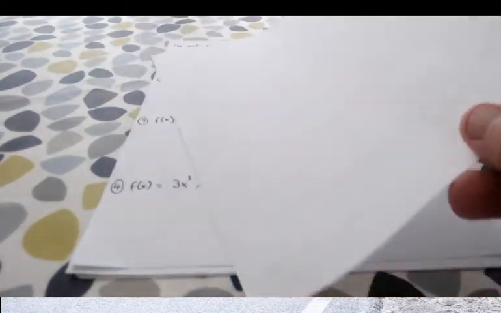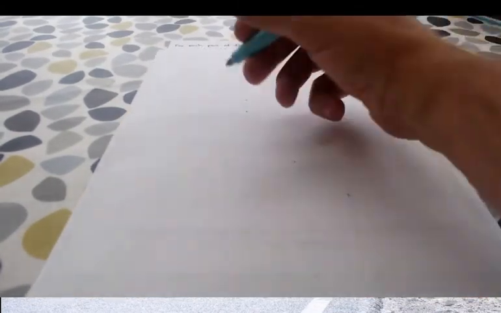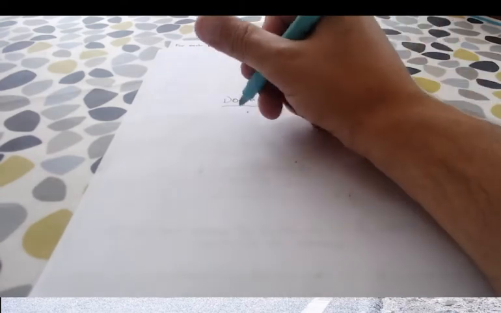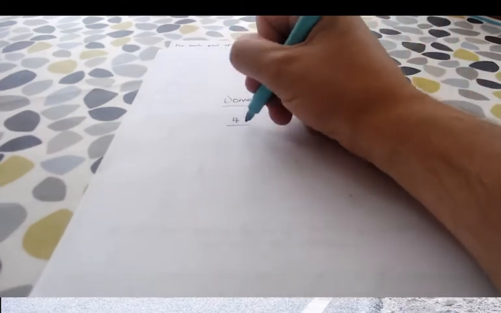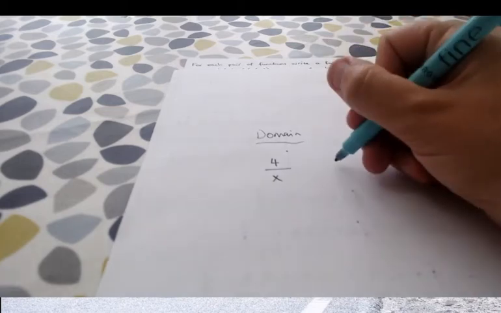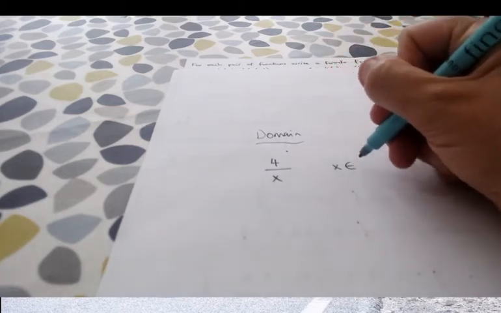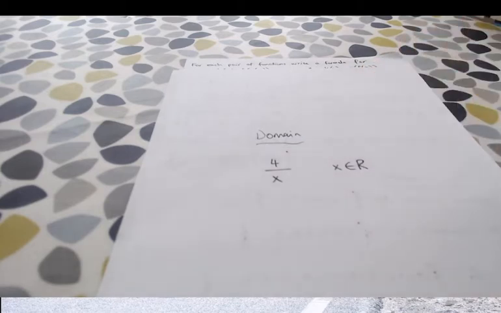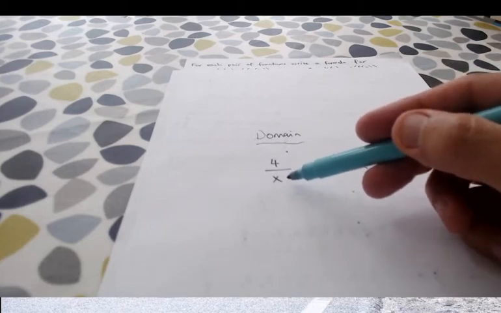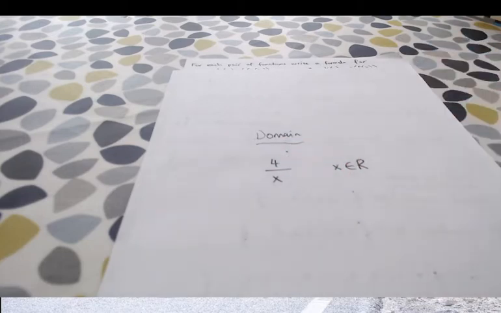The domain. For example, if I have a function 4 over x, okay? What I could say is that x could be any real number, but there is a number that if we pop in there instead of x, this whole thing stops working.